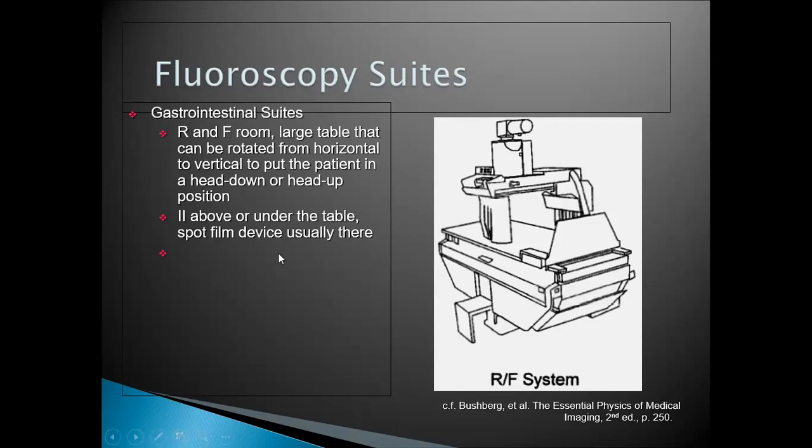The II is above or under the table, with the spot film visually there. But in most cases it is always advised that, as much as possible, we let the X-ray tube be under the couch for protection purposes, so that the lead apron and drapes protect the radiologist very well.